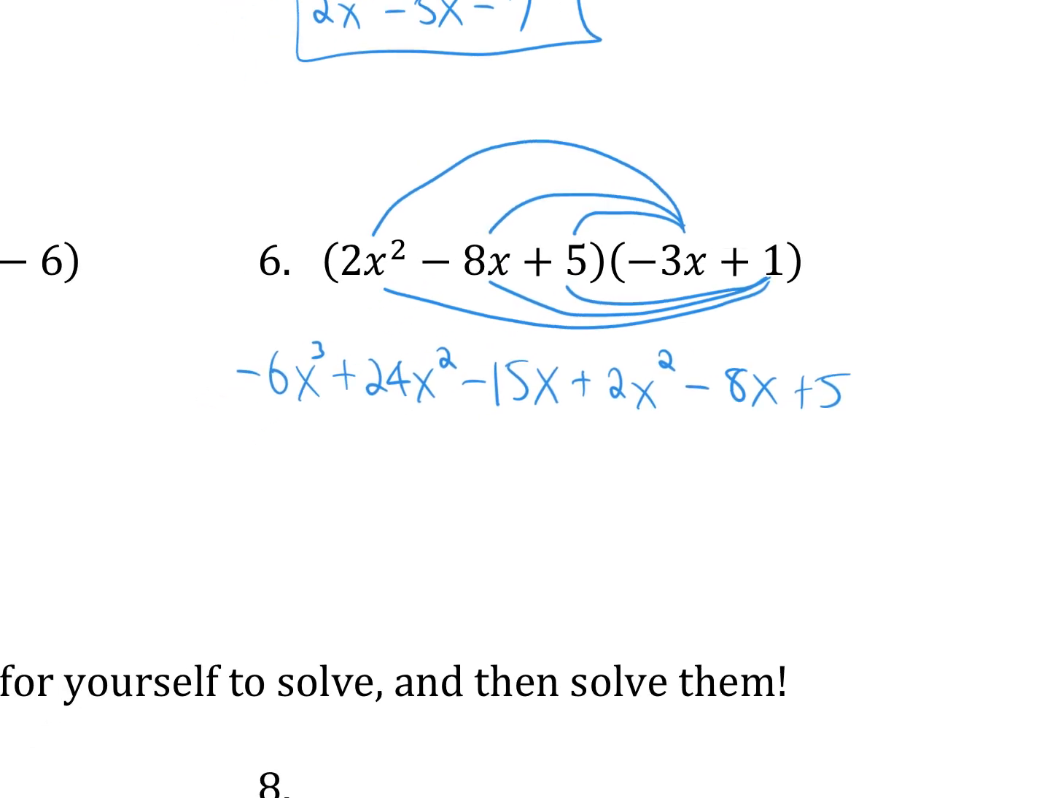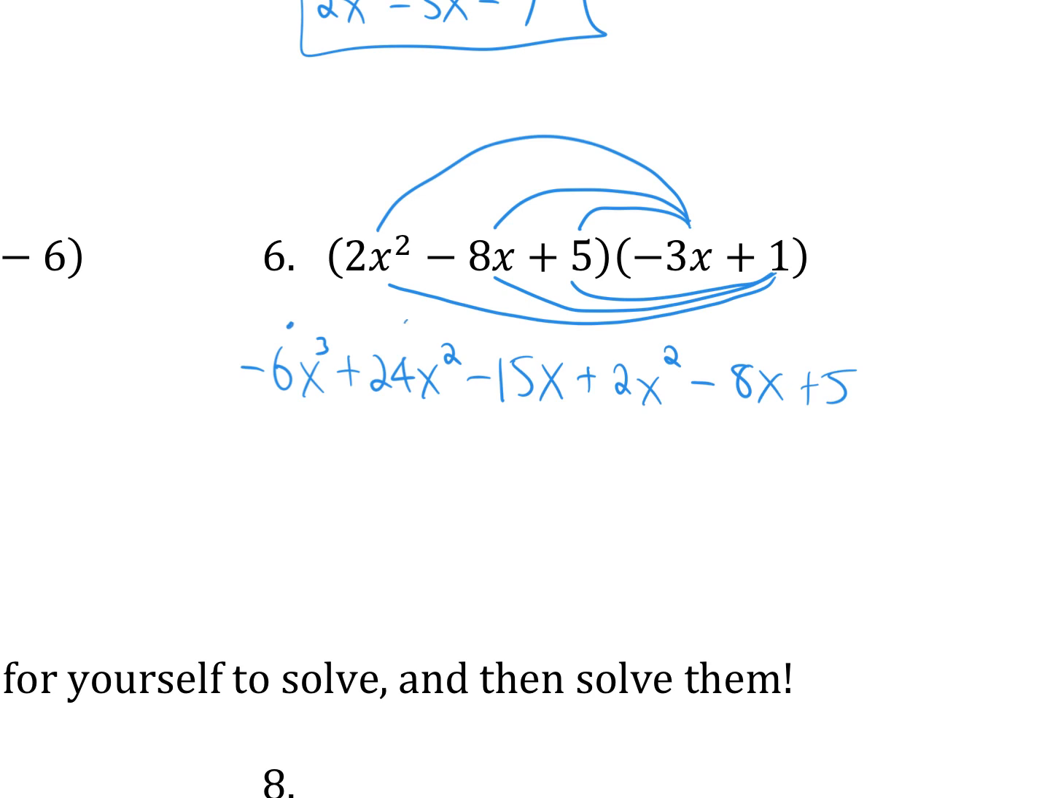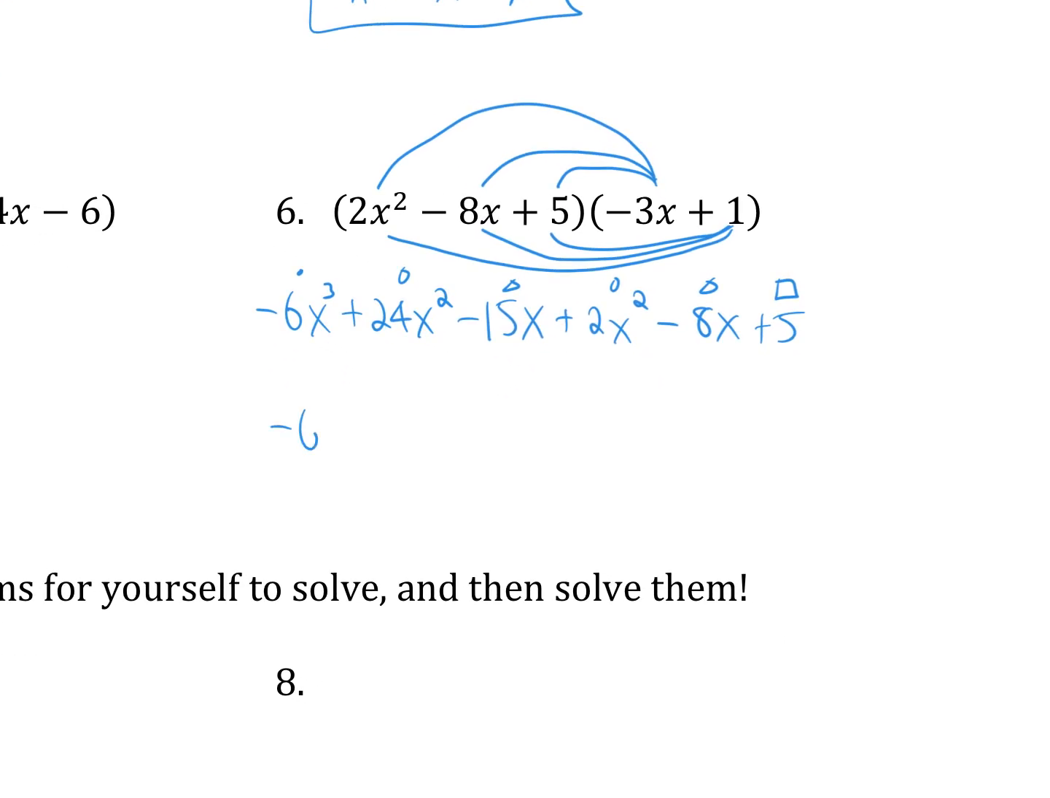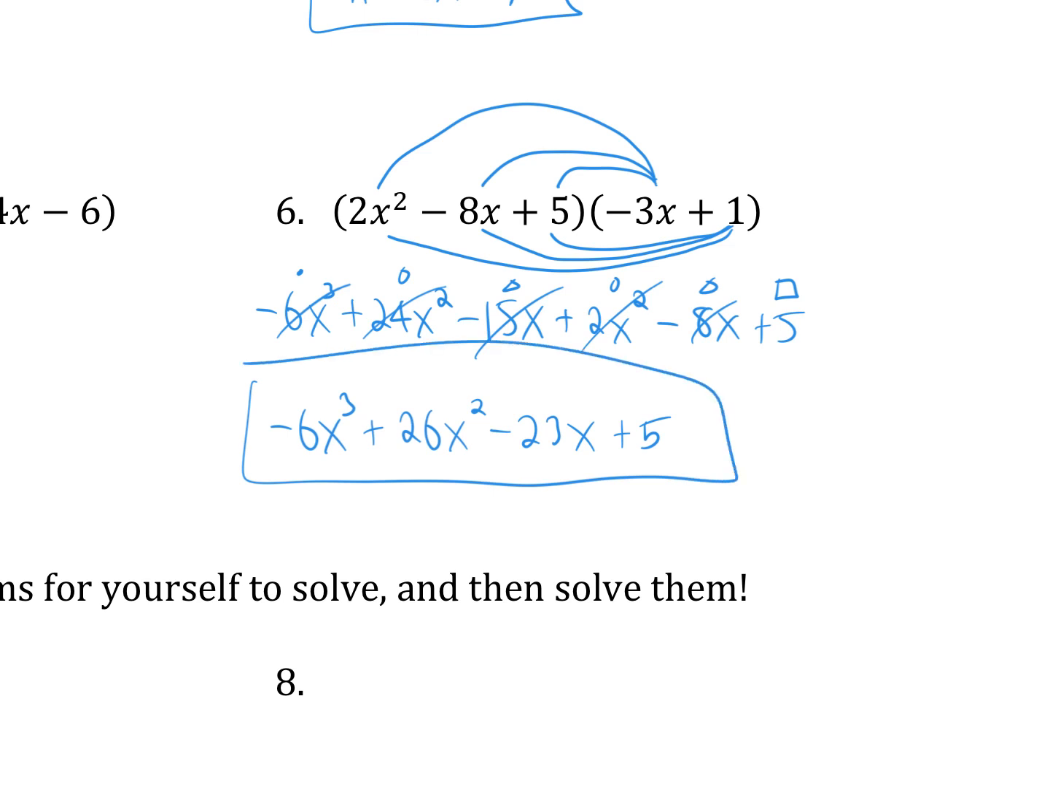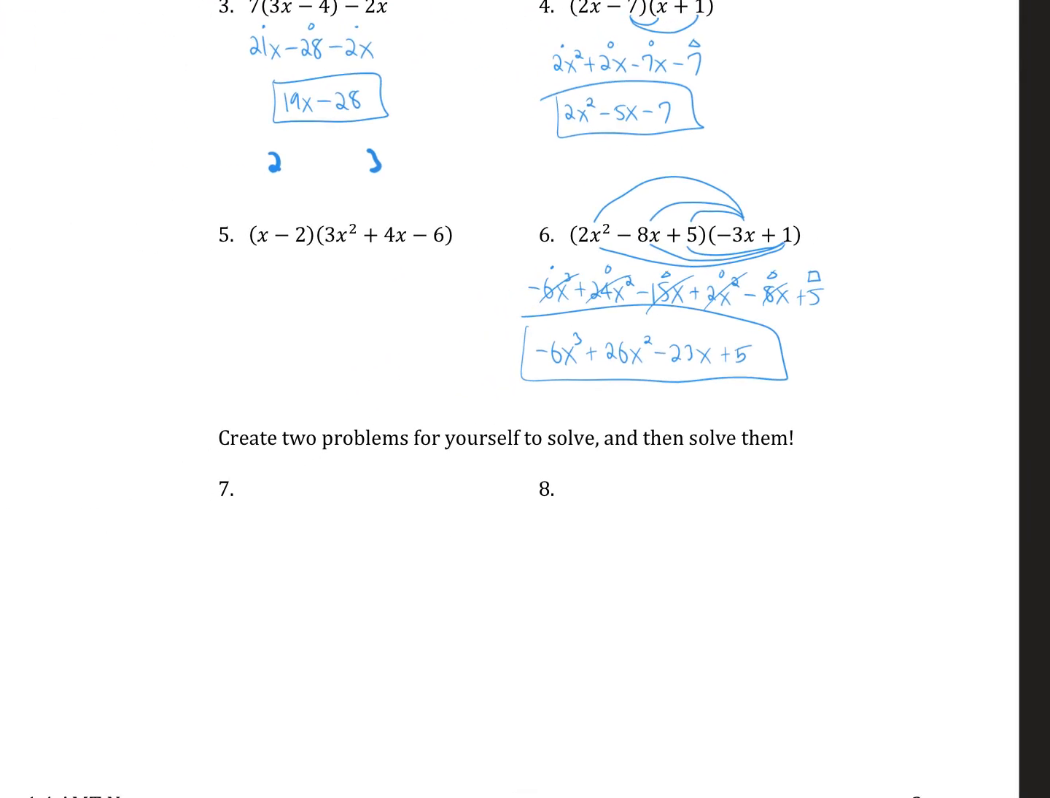All right, combine like terms now. What are the like terms? We got x to the third, x squared, x, and then we got a 5 here. So we got negative 6x to the third. Let's see. We got 24x squared plus 2x squared is going to be 26x squared. These are gone now. And then negative 15x minus 8x is going to be negative 23x. These are gone, and we got plus 5. There we go. All right, sounds good.